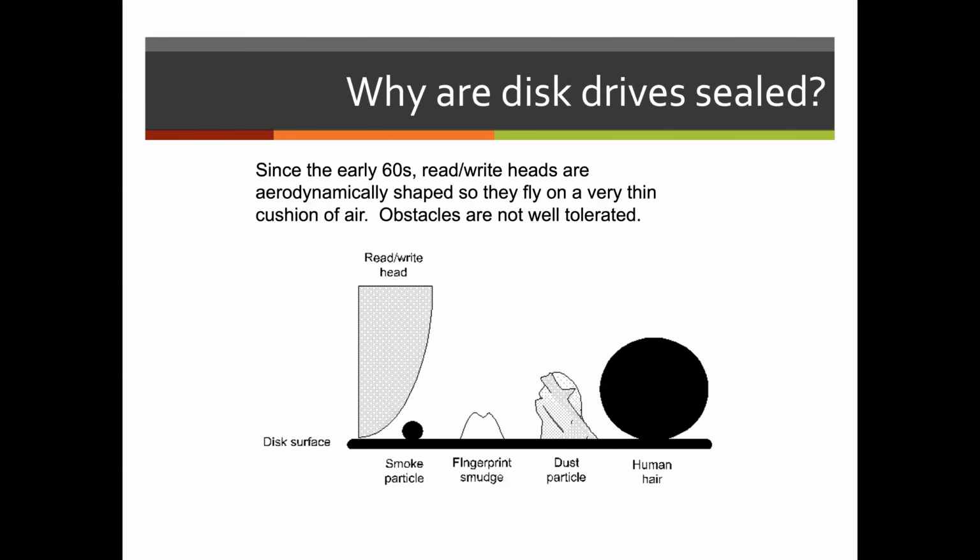So let's consider, why are disk drives sealed? Since the early 60s, read and write heads are aerodynamically shaped, so they fly on a very thin cushion of air. So any type of obstacles are not well tolerated. So any type of smudge or wind or whatnot could cause appropriate errors.